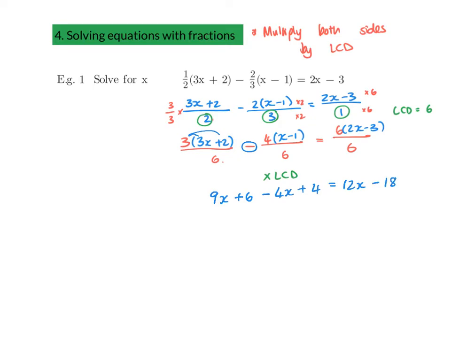Let's just neaten things up here a little bit. 5x plus 10 is 12x minus 18. Let's bring our x's to the right. So I'm going to get 7x, and 10 plus 18 is 28. Divide both sides by 7. And I get that x is 4.